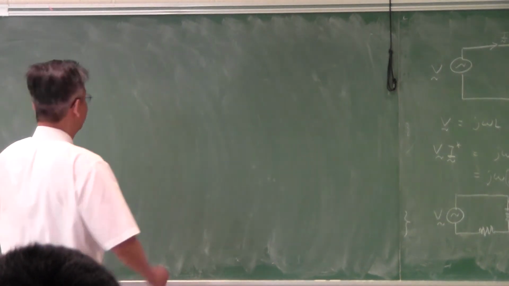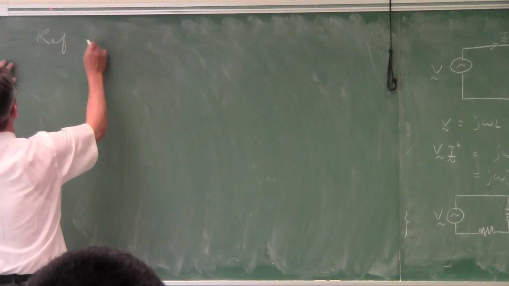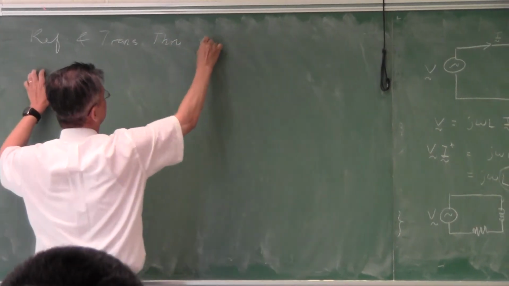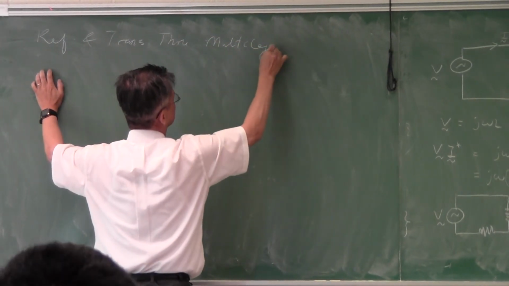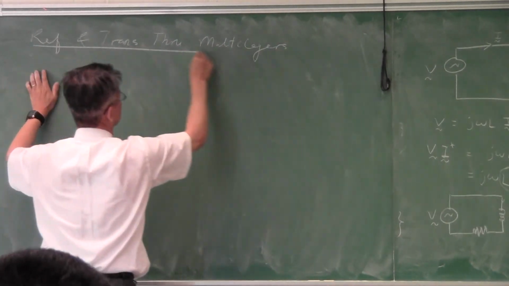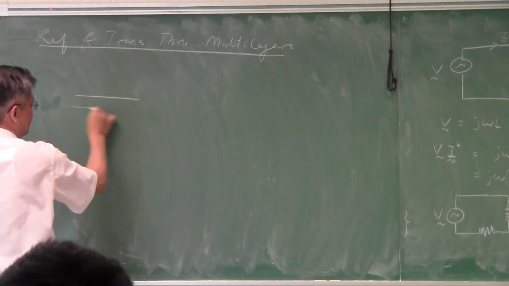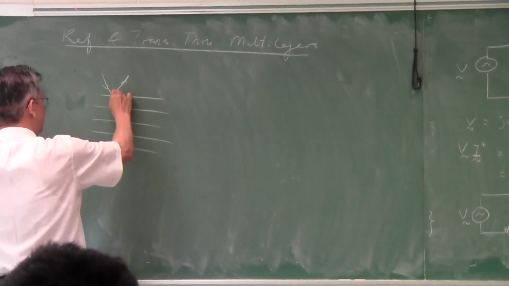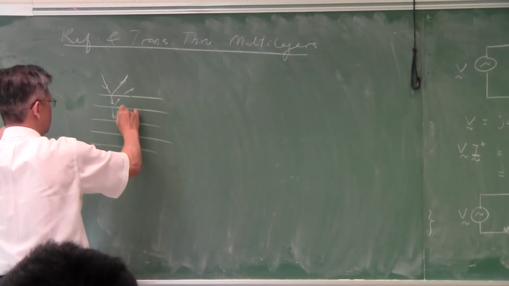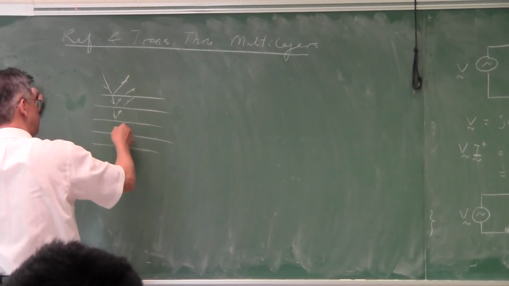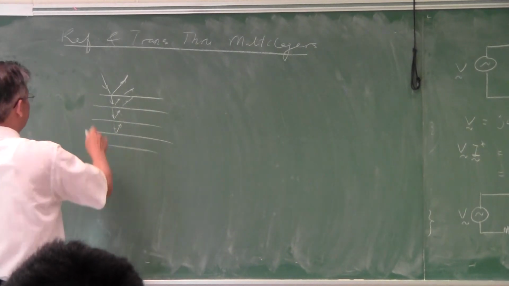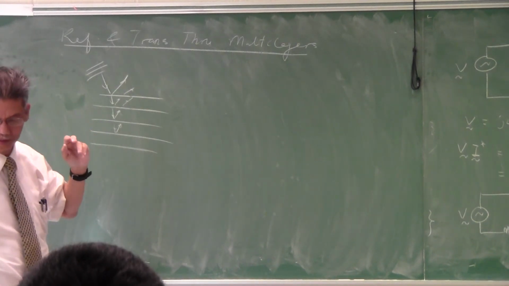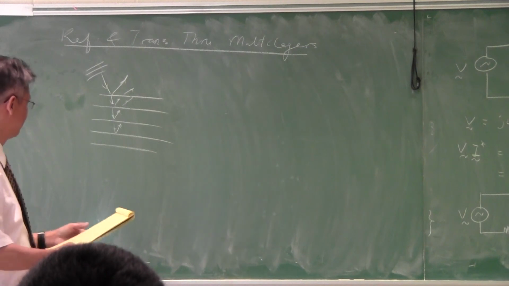So, let's study now the reflection and transmission through multi-layer media. This is actually analogous to a transmission line problem. If we have an incident wave, a plane wave, propagating to this, how do we study the solution of this? This problem can be set up very easily.